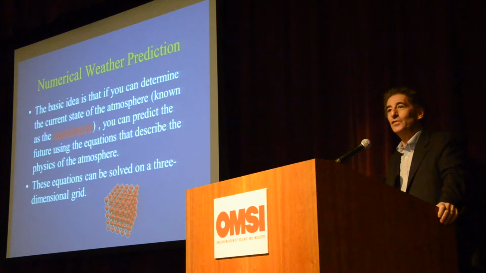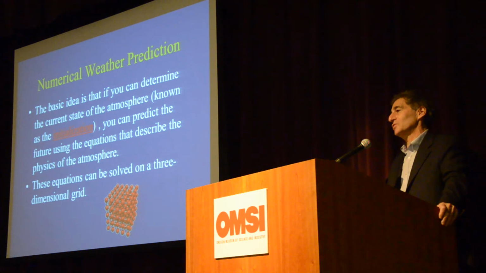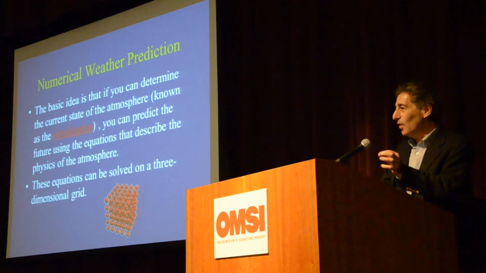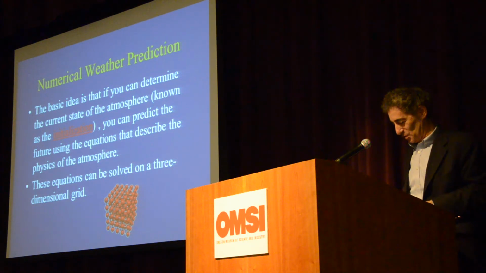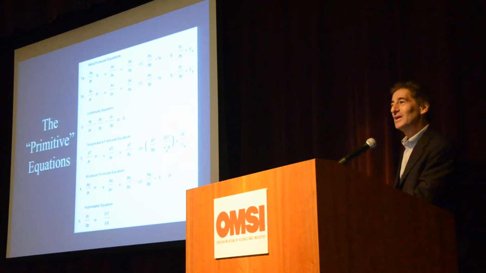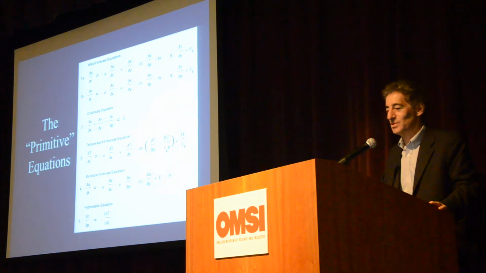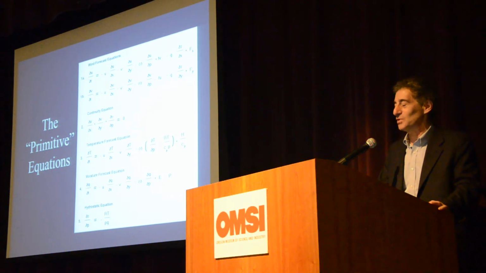You can predict the future of the atmosphere using equations that describe the atmospheric physics. And we solve these equations generally on a three-dimensional grid. You can think of the whole atmosphere in terms of a three-dimensional grid. And here's some of the equations. We call this the primitive equations, but they're not really primitive. In fact, these are the core equations that we use.